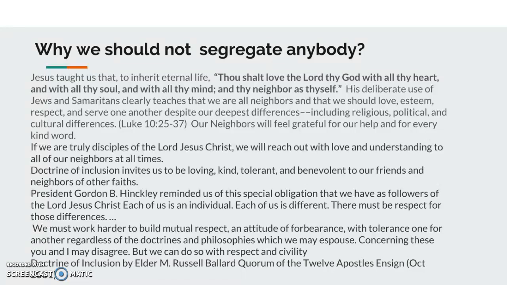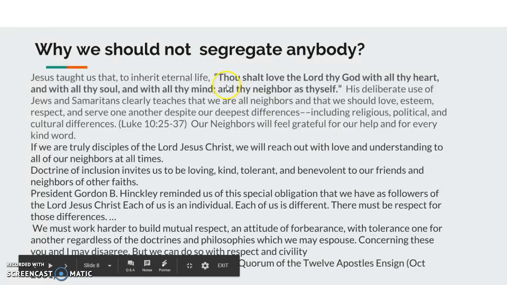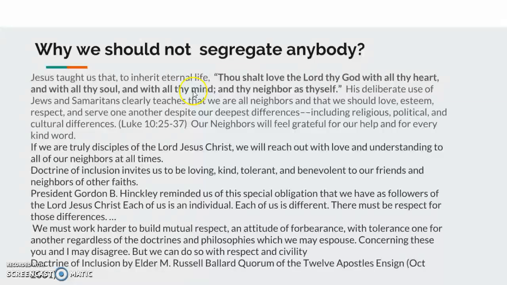On the religious perspective, we have this scripture. Thou shalt love the Lord thy God with all thy heart and with all thy soul, and with all thy mind, and thy neighbor as thyself. The Savior often used Jews and Samaritans as an example. He wanted to teach that we are all neighbors and that we should love, esteem, respect, and serve one another, despite our deepest differences.